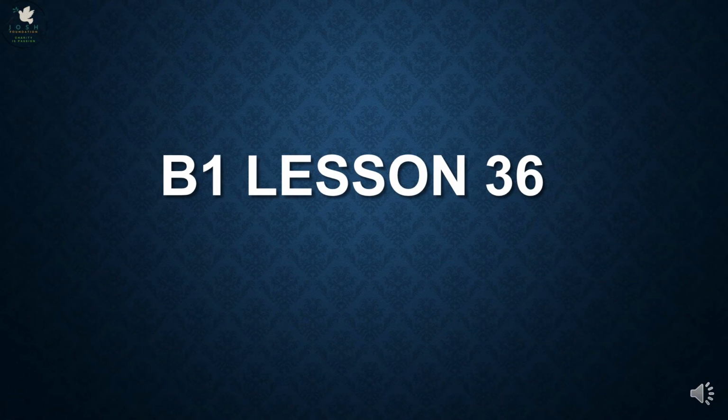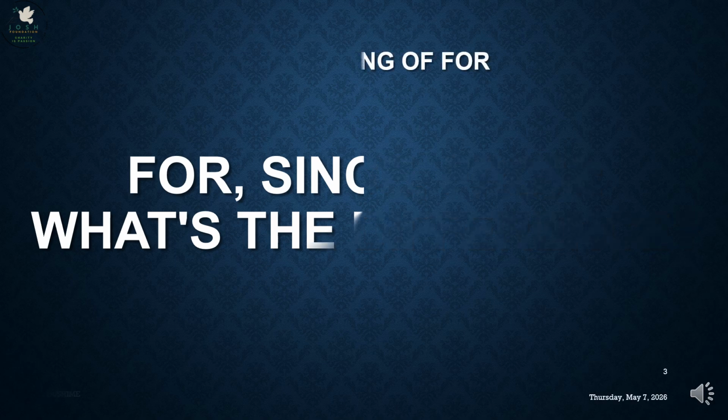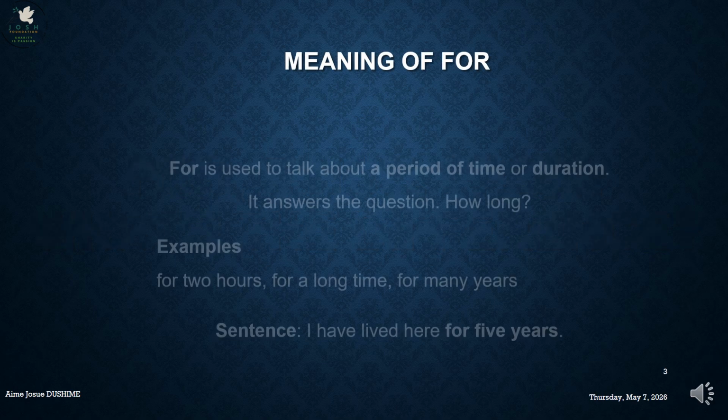Today let's proceed with B1 lesson 36, which is going to be talking about the difference between for, since and from. These are really important words in English, so we need to understand the difference and their use. Let's start with the meaning of for.